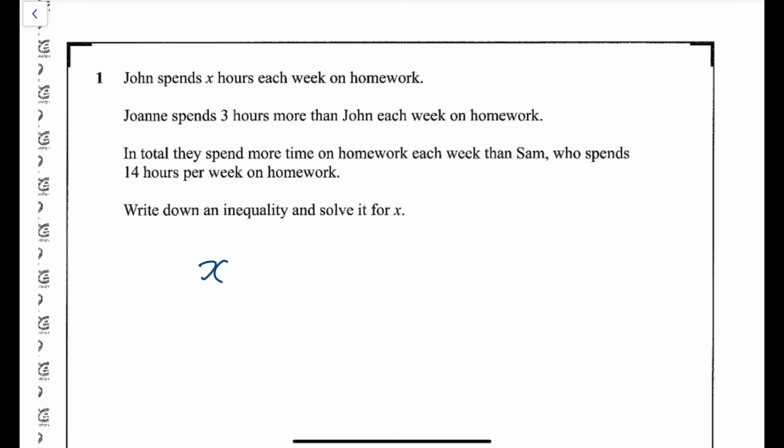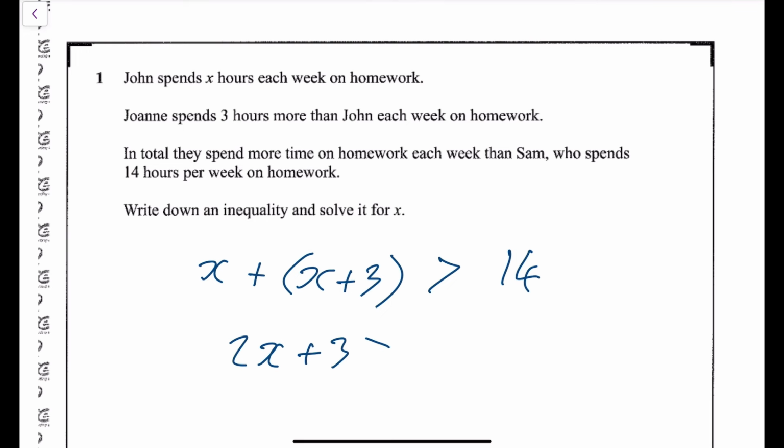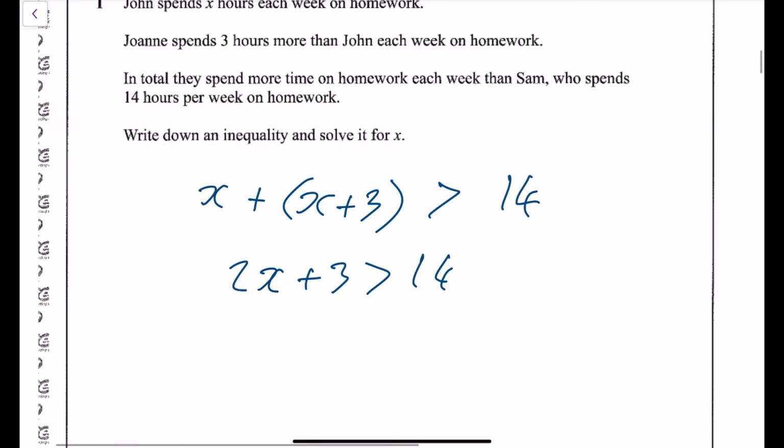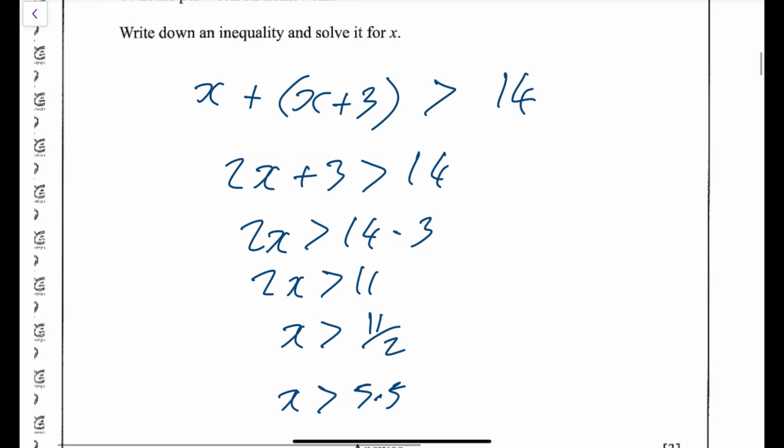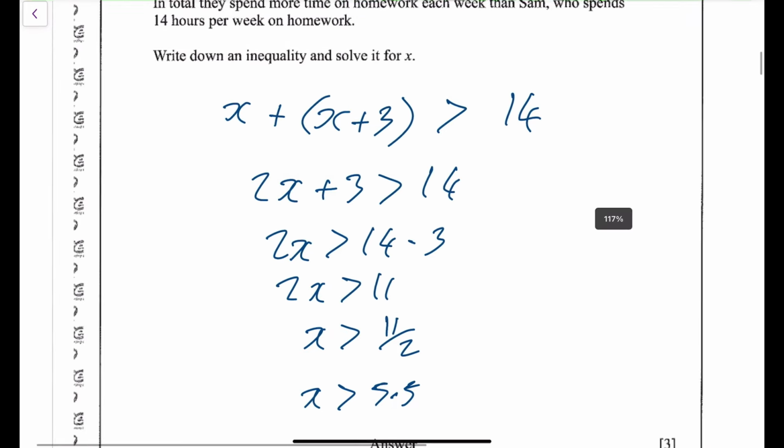So John spends x. Joanne spends 3 hours more, so she spends x plus 3. And in total, they spend more than Sam, who spends 14 hours. So that just tallies up to be 2x plus 3 is greater than 14, which then you could bring the 3 across, so you'll have 14 minus 3. So 2x is greater than 11, which means x is greater than 11 divided by 2, which means x is greater than 5.5. And that is as good as you can go.